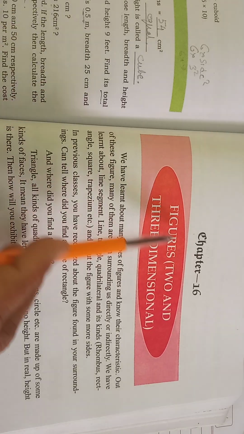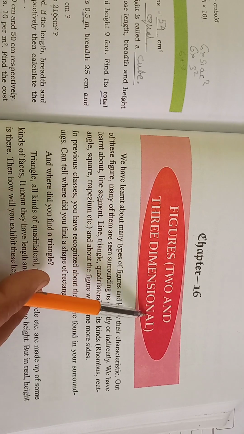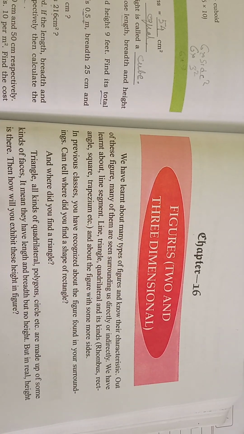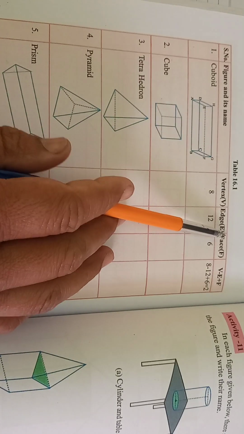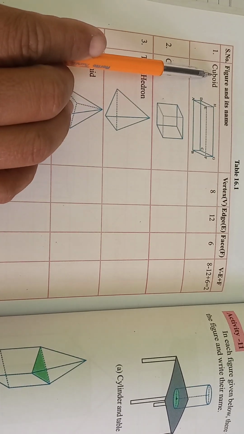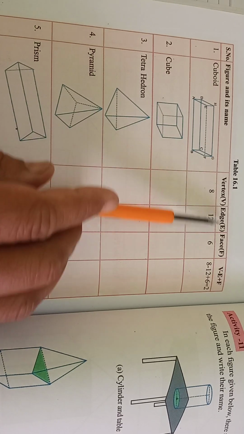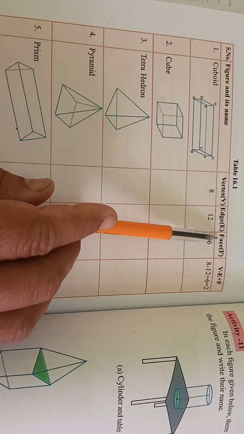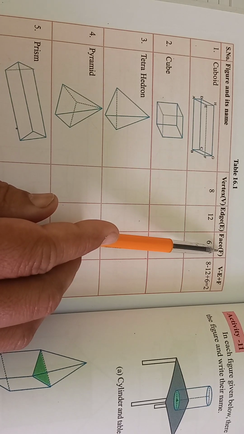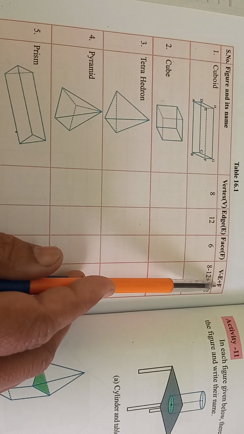Good morning children. Today we'll start with chapter 16, that is figures, 2 and 3 dimensional. Now see this table, you have to draw it in your copy. The figure cuboid is given, its vertex is denoted as V, edge is denoted as E, face is denoted as F. Its formula is V minus E plus F.